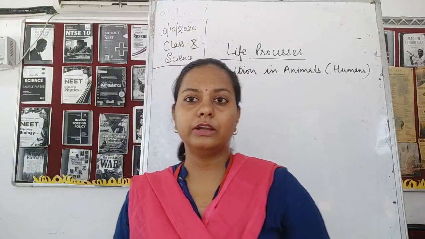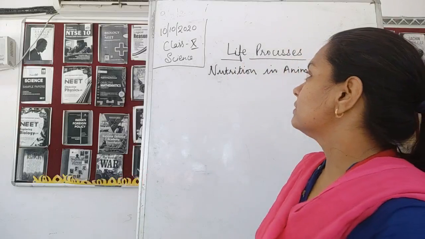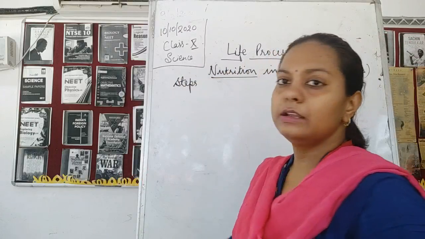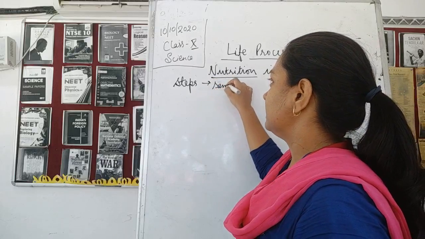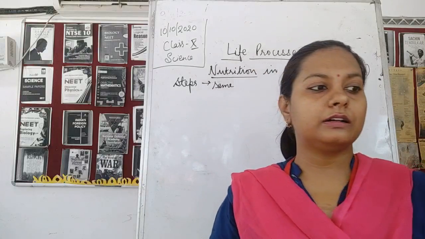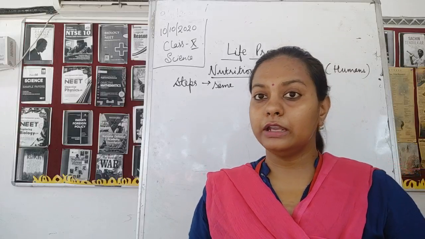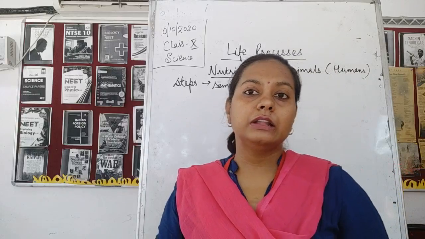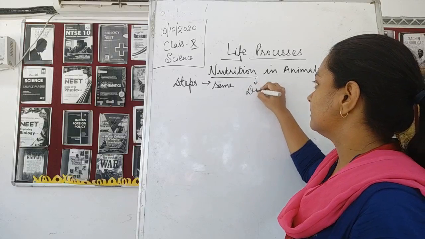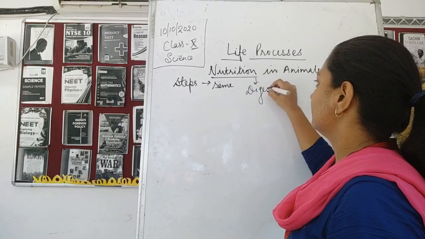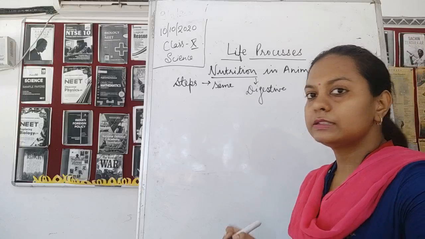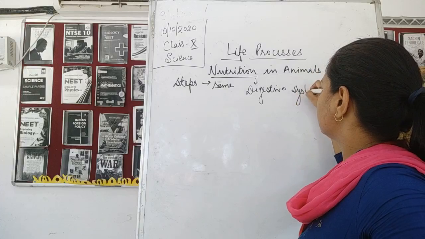Okay, so if we talk about animals, the basic process of nutrition and the steps remain the same. The basic steps are not going to change. Then after that we have also seen the process in human beings. In human beings, the process of nutrition is carried out by an organ system called the digestive system.